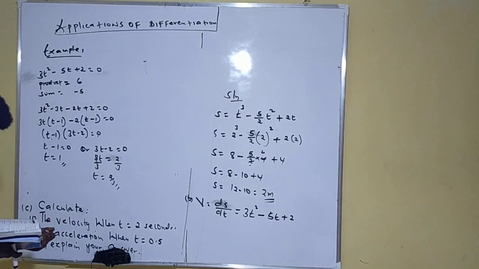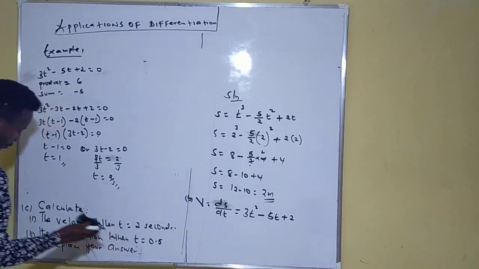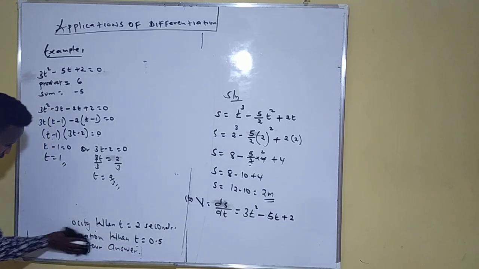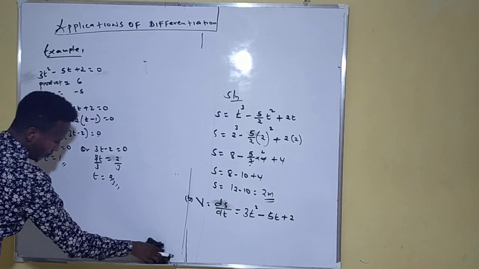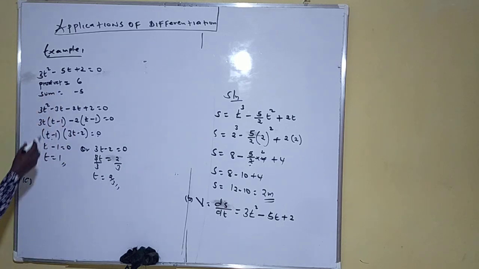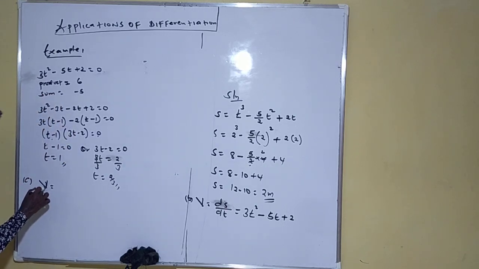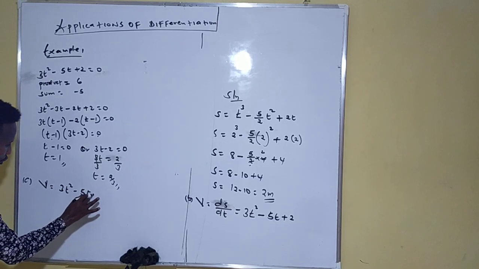Then you're told question C. Make sure you write the questions here so that you go with me. So question C, let's start with C. You're told to calculate the velocity when t is 2. We know that our velocity is 3t squared minus 5t plus 2.